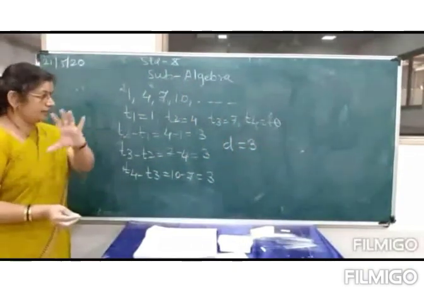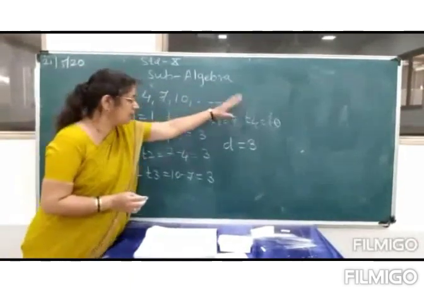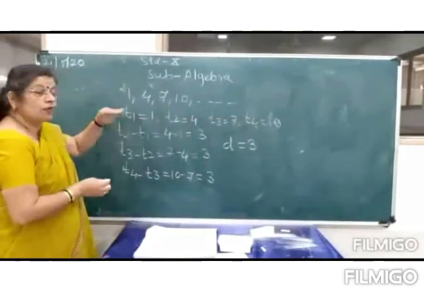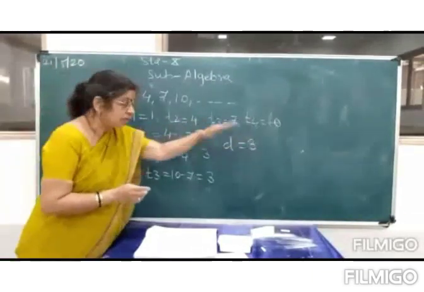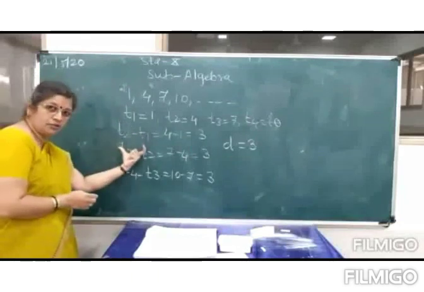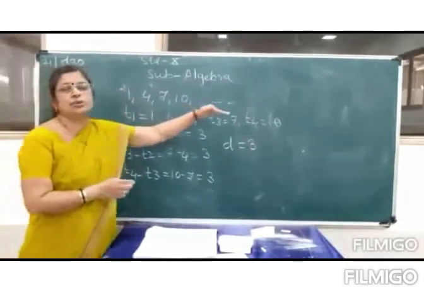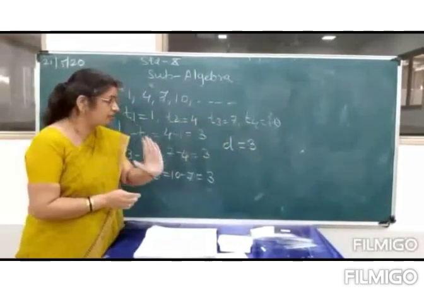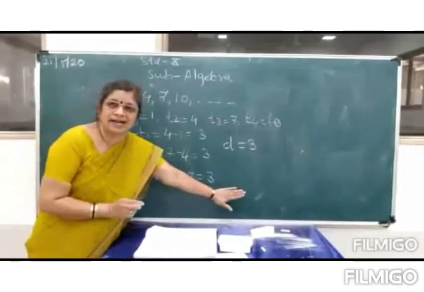So, how to write it on the paper? First, you have to write down the example which is given. Then, write down how many terms there are, like T1, T2, T3, T4. Then, what do you have to find out? T2 minus T1, T3 minus T2, T4 minus T3, that means the difference between the 2 consecutive terms you have to find out, right? And then, what answer will you write at the bottom?